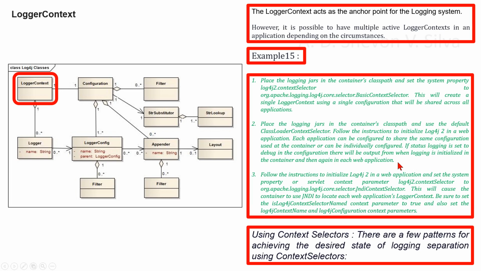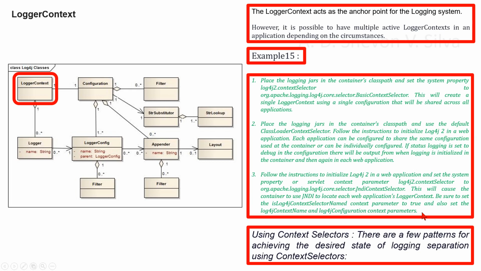Step 2: place the logging jars in a container's class path and use the default class loader context selector. Follow the instructions to initialize Log4j 2 in a web application. Each application can be configured to share the same configuration used at the container and can be individually configured. If status logging is set to debug in the configuration, there will be output from when logging is initialized in the container and then again in each web application.